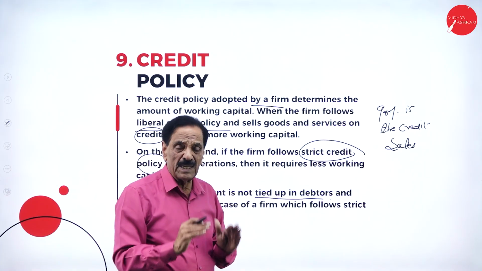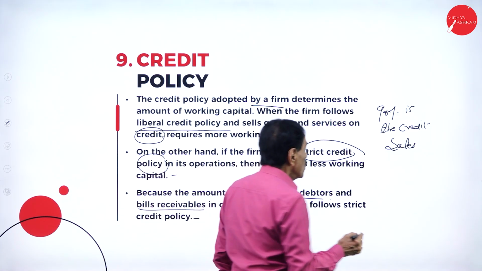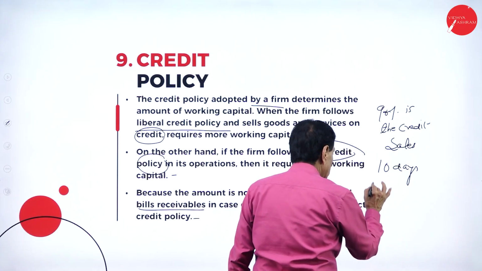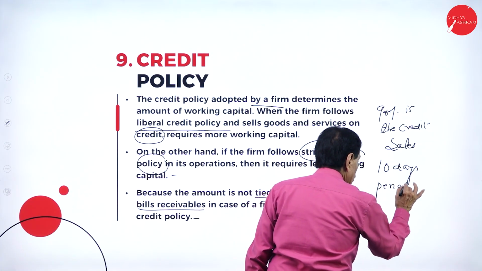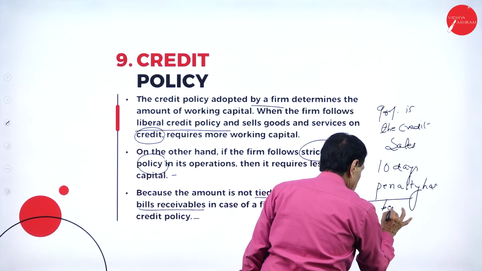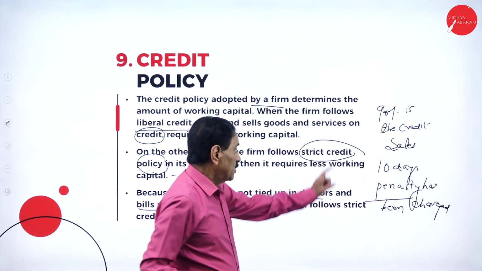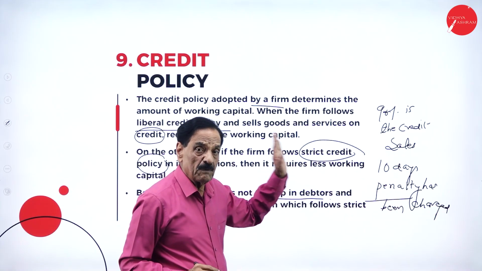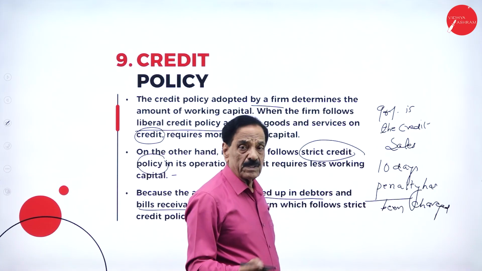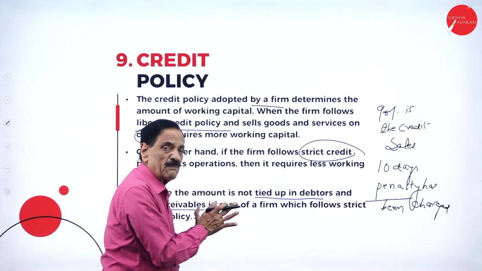But that's why we say that strict credit policies should be adopted. We can say to the customer, you have to pay within 10 days, unless a penalty is charged. This is a strict policy. So for every customer, 10 days time will be given. On the 11th day, we'll charge a penalty on whatever goods have been sold. Strict policy.